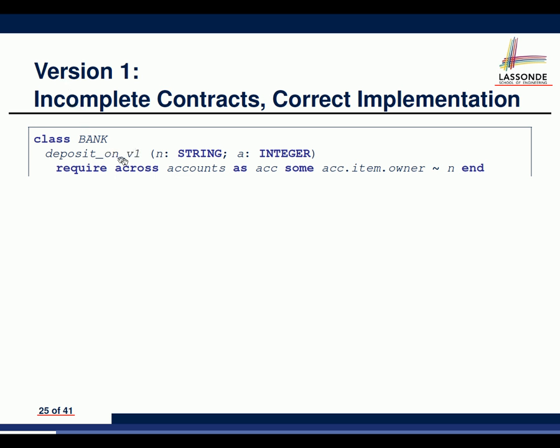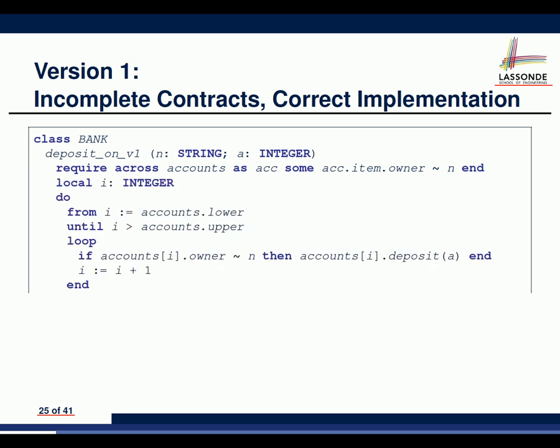So deposit_on, version number 1. Now we have the require over here to make sure that if you want to deposit to Steve, you'd better make sure Steve is a valid owner. That precondition is not the issue here. Then we simply do a loop over here. We try to find out if the current iteration finds that the owner is the one we're looking for, and we simply deposit on that particular account. Very straightforward implementation. You can take my word, this particular implementation is correct, okay?